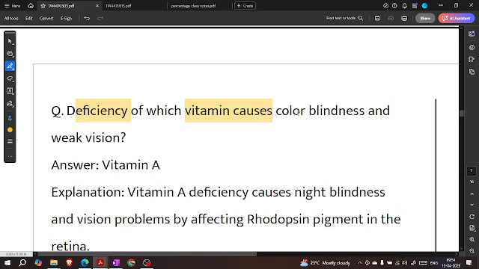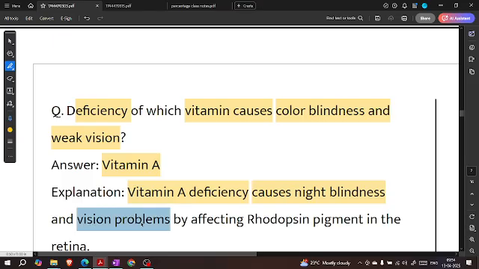Deficiency of which vitamin causes night blindness and weak vision? Vitamin A. Vitamin A deficiency causes night blindness and vision problems by affecting rhodopsin pigment in the retina.